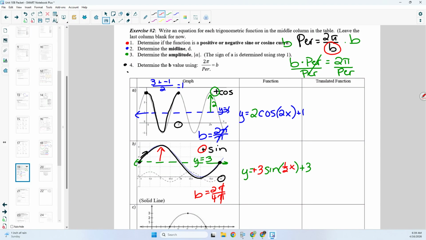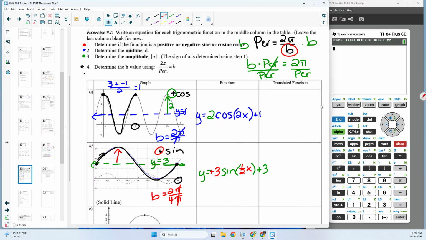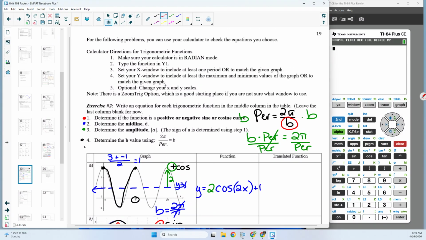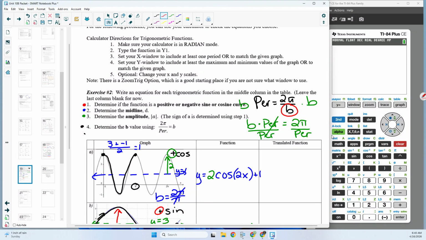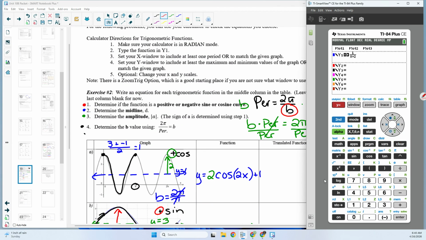So that's my graph. So now that we have a couple graphs, I'm going to show how to check them on the calculator. So we're going to go back up to these directions at the top. We'll check the first one and the second one. So the first thing you want to do is make sure that your calculator is in radian mode. And for graphing, we are always in radian mode.